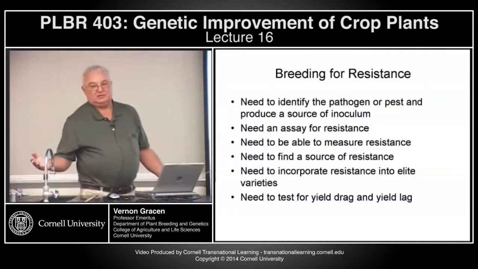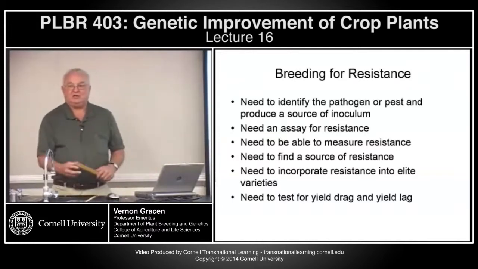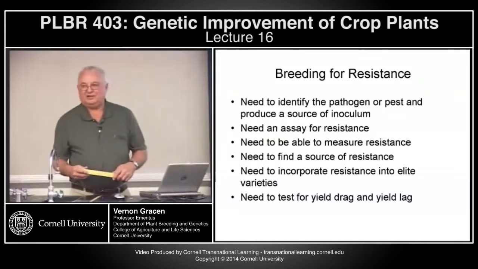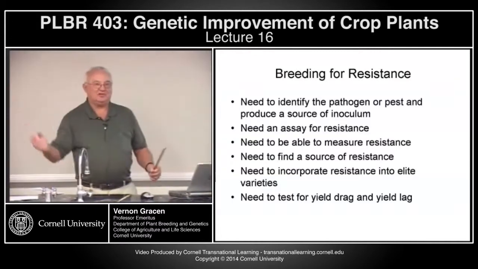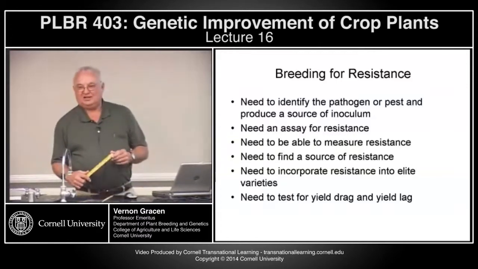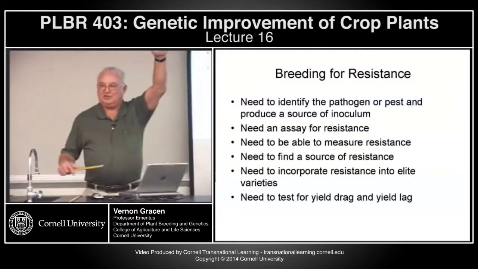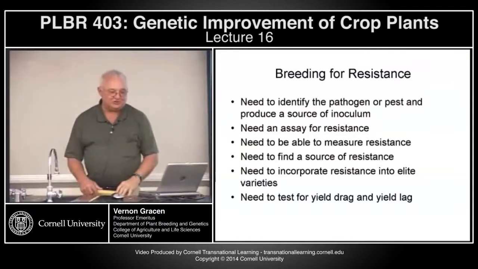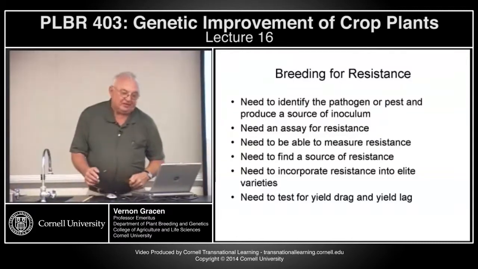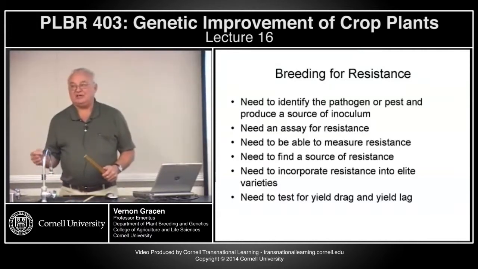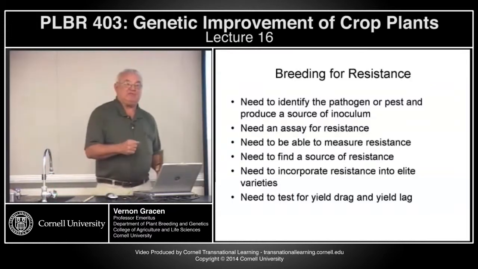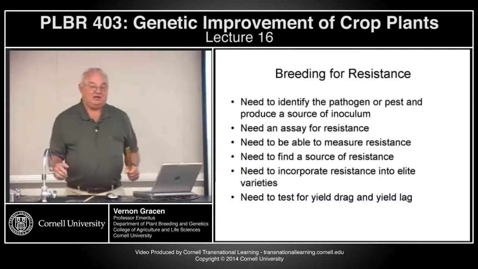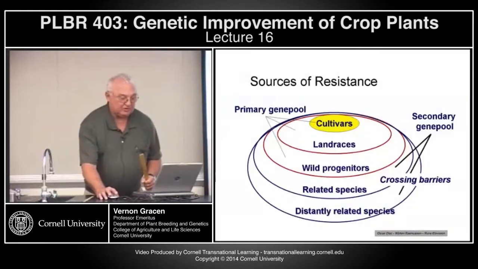You need an assay. Often, that's a simple rating scale. And depending on whether you lump or split, the scale can be 1 to 3, 1 to 5, 1 to 10, whatever you want. And usually the ones are the less diseased and the tens are the most diseased, or the fives are the most diseased. You need to find a source of resistance, and that's often the critical factor. And you need to incorporate the resistance into elite varieties. And when you do that, you need to look for two things: yield drag and yield lag. We'll talk about those in a minute.